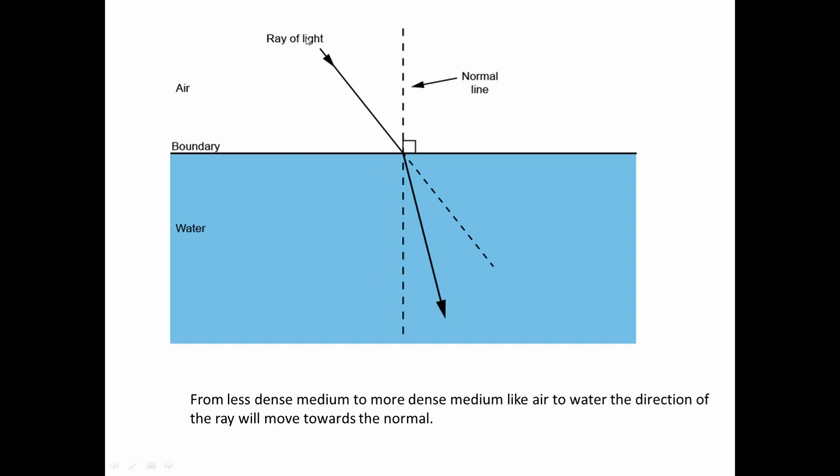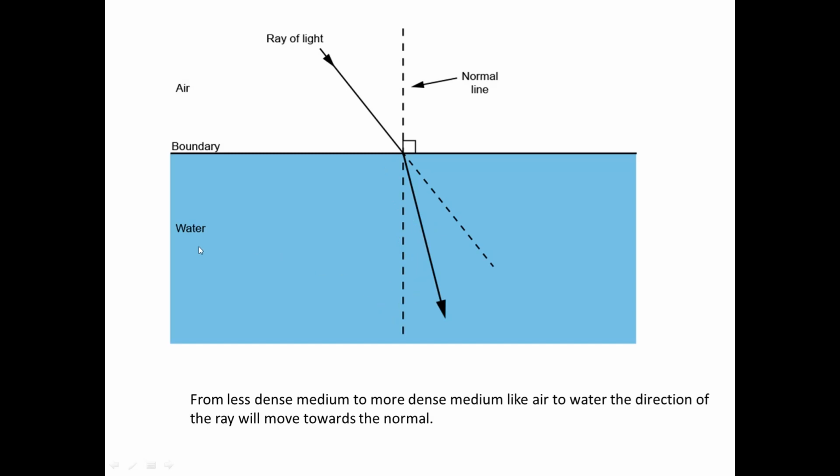Okay, so the incident ray will hit the boundary. It will change the direction toward the normal. So the angle of refraction is less than the angle of incidence. Is it clear? I will re-explain. This is the incident ray. It will hit the boundary. The ray will change its direction, but how? If from less dense to more dense, it will become closer to the normal. It will come toward the normal.